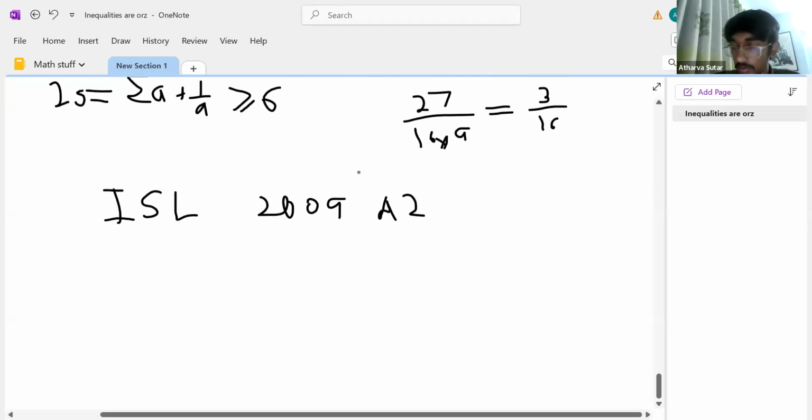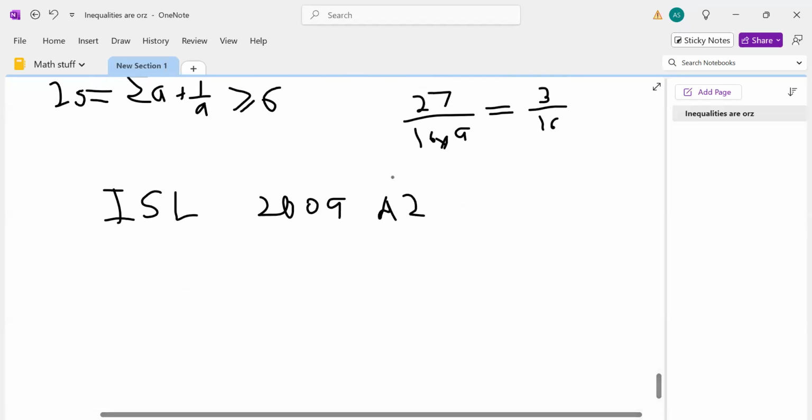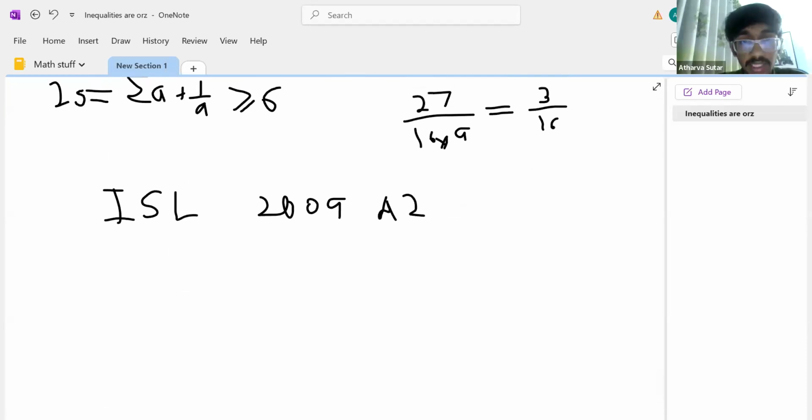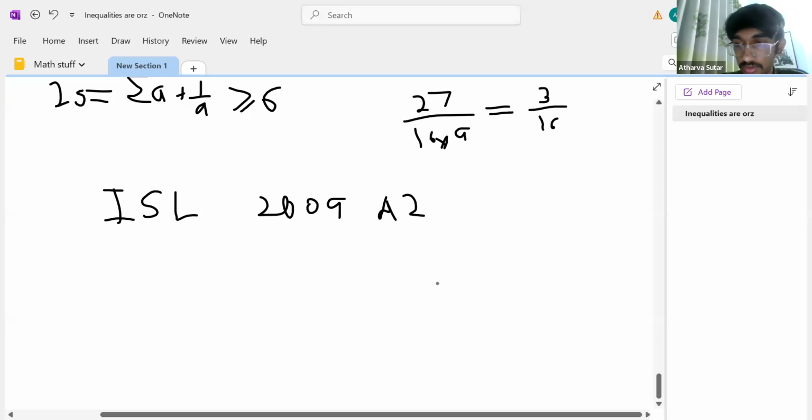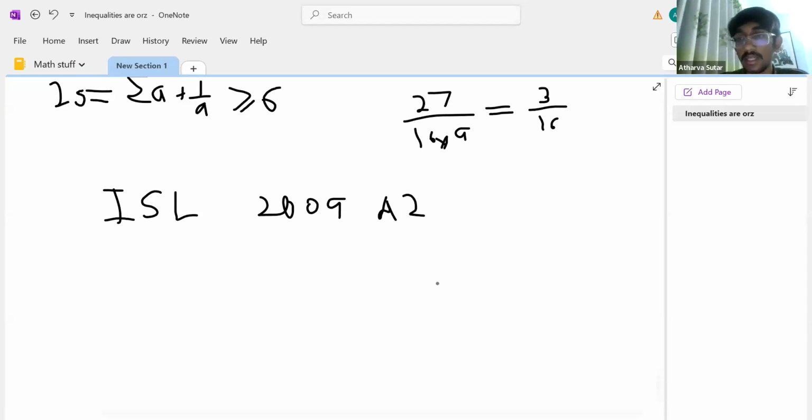Okay. Is there any alternate good solution without Jensen? Oh yeah, there are solutions by AMGM, but those are longer, very long. I don't have the solutions with me right now. I don't remember the solutions with AMGM, but yeah, they exist. I think if you go on AOPS, you can find them.